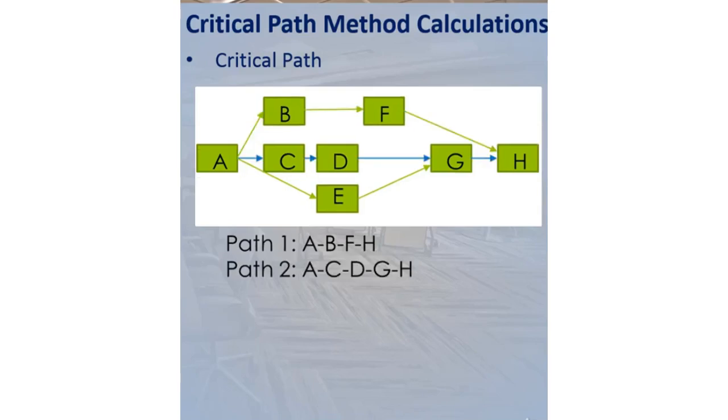Similarly, ACDGH is another path. And finally, AEGH is another path from beginning to end. Here, the network diagram has 3 paths.